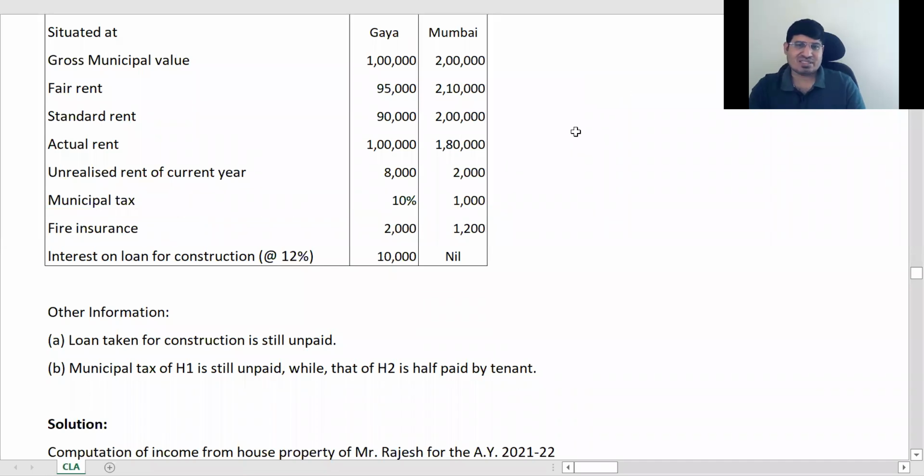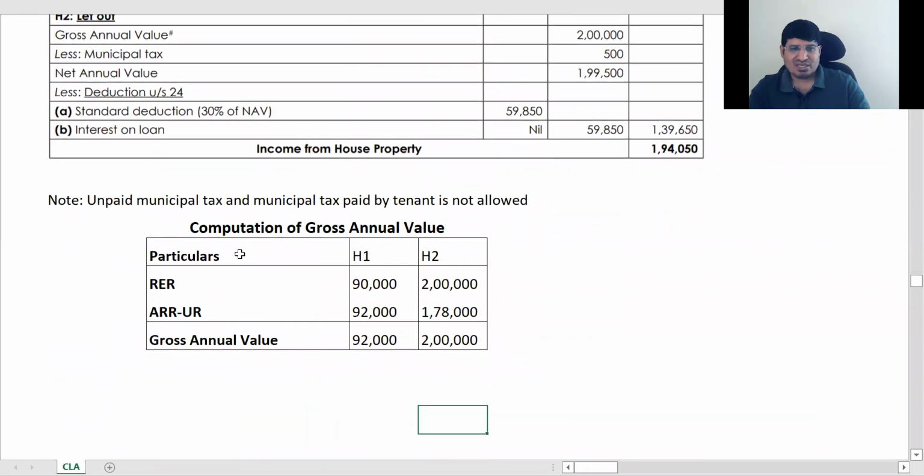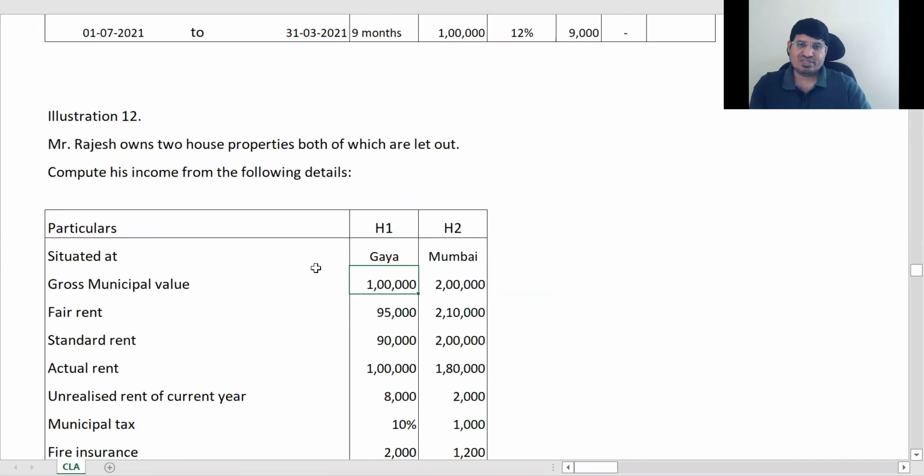So let us see, first take out the RER. See if you are agreeing with the RER here. House 1 90,000, house 2 2 lakhs. Use these three: first higher and lower. So you will get RER, using the same procedure. First, what is higher among these two? Here it is 1 lakh, here it is 2,10,000. And then lower is 90,000 and 2 lakhs. So basically the standard rent value itself is your RER.